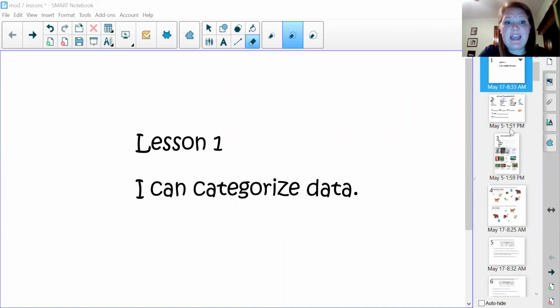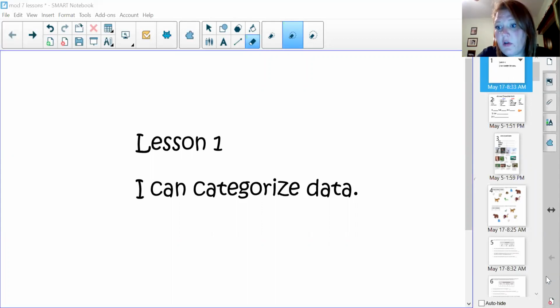Your I can statement today is I can categorize data. What that means is when you categorize data, you're looking at stuff, finding characteristics that are similar, and grouping things. We will walk through a couple different ways that we're going to group, and then we're going to look at a graph today and answer some questions based on it.